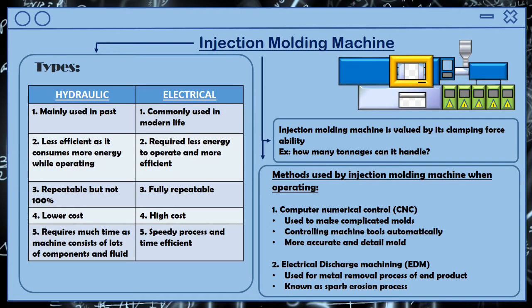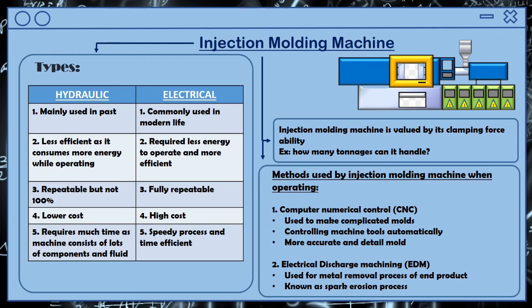Now, let me explain a bit about the injection molding machine. Firstly, there are two types of injection molding machine, which are hydraulic and electrical. Mostly, hydraulic was used in the past, while nowadays, industrial manufacturing prefers to use electrical injection molding. This is because it uses less energy, is more efficient, time efficient, and many more. Other than that, an injection molding machine is valued by its clamping force. If the machine withstands high clamping force, it is a good and effective injection molding machine.